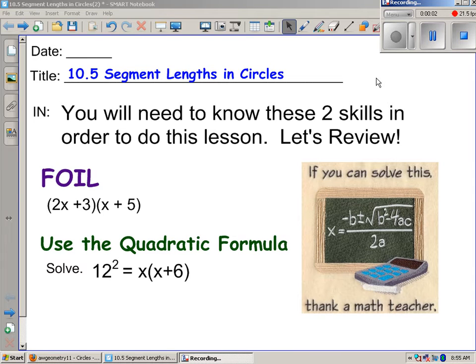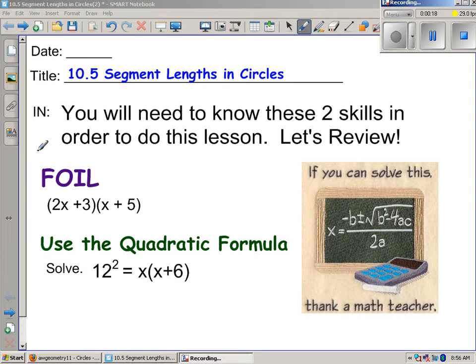Hello and welcome to our webinar on 10.5 segment lengths in circles. This is the last webinar for this unit on circles, so I hope you are watching it. A couple of things that we need to know: these are two skills that we need to know before we go into this section.